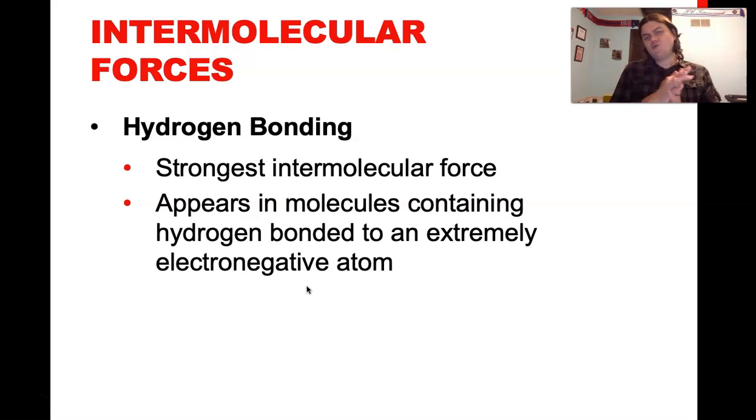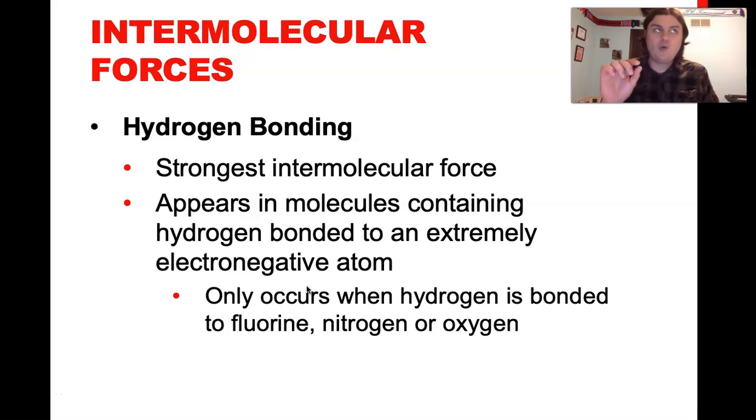So hydrogen bonding only appears when hydrogen is bound directly to an extremely electronegative atom. There's actually a nice shortcut that we can use to think about this. Really, what you need to watch for is when hydrogen is directly connected to either fluorine, nitrogen, or oxygen, right? It has to be connected directly to one of those three types of atoms for a hydrogen bond to be possible.